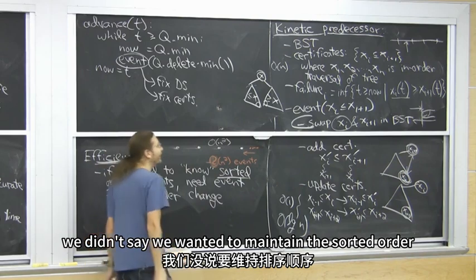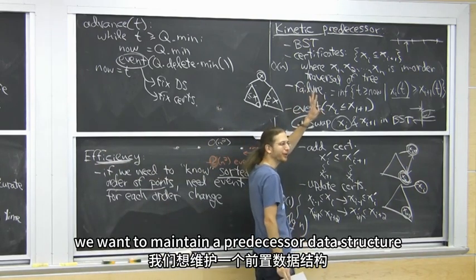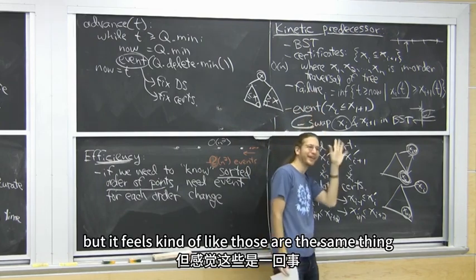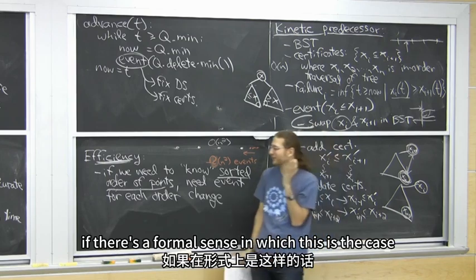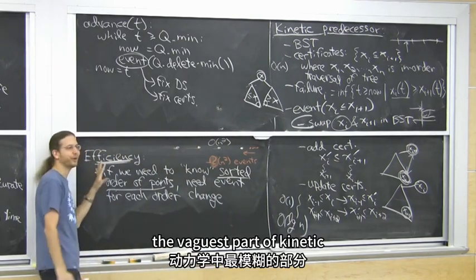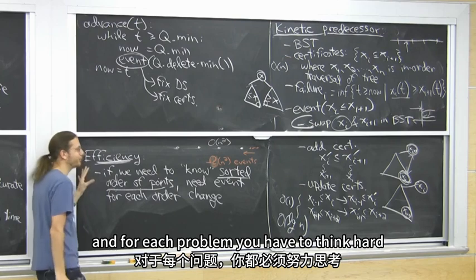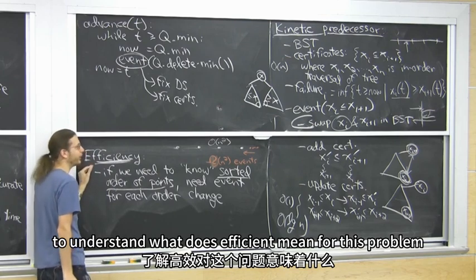Now, we didn't say we wanted to maintain the sorted order. We said we want to maintain a predecessor data structure. But it feels kind of like those are the same thing, maybe. I don't know if there's a formal sense in which this is the case. And efficiency in general is the vaguest part of kinetic. And for each problem, you have to think hard to understand what does efficient mean for this problem.